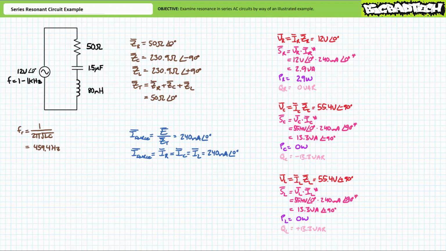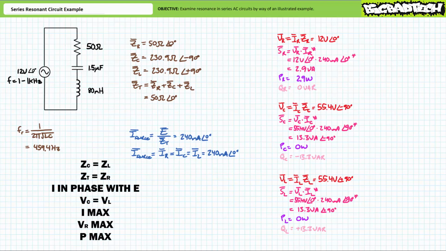Let's take a moment to review the resonant condition. At conditions of resonance, we should expect the following. The impedance magnitude of the capacitor will be equal to that of the inductor, yet of opposite polarity. Total impedance will be equal to solely the resistive component ZR. Source current will be in phase with supply voltage. Voltage across the reactive capacitor and inductor will be equal in magnitude, yet perfectly out of phase with one another. At times, the voltage across these reactive elements can be exceedingly high.